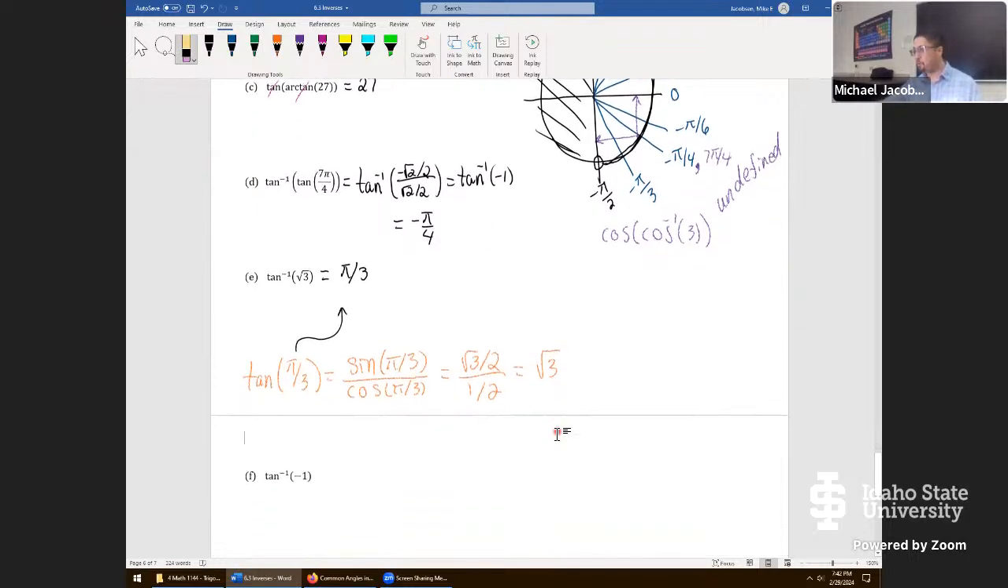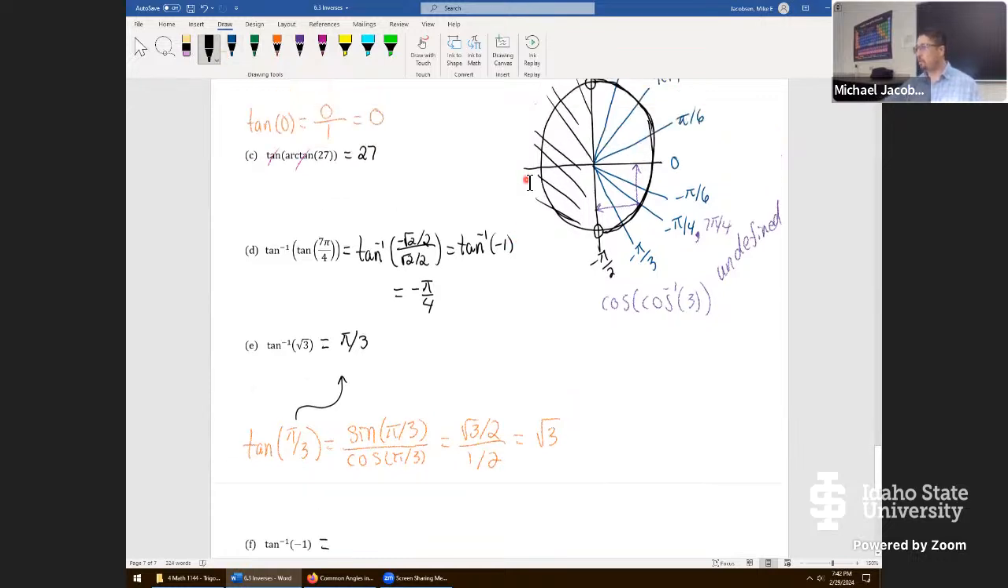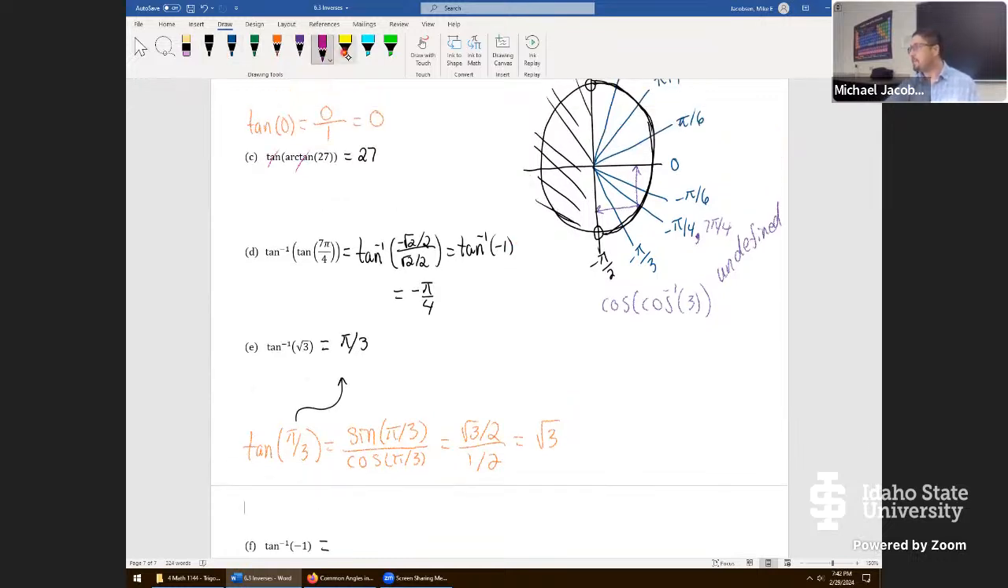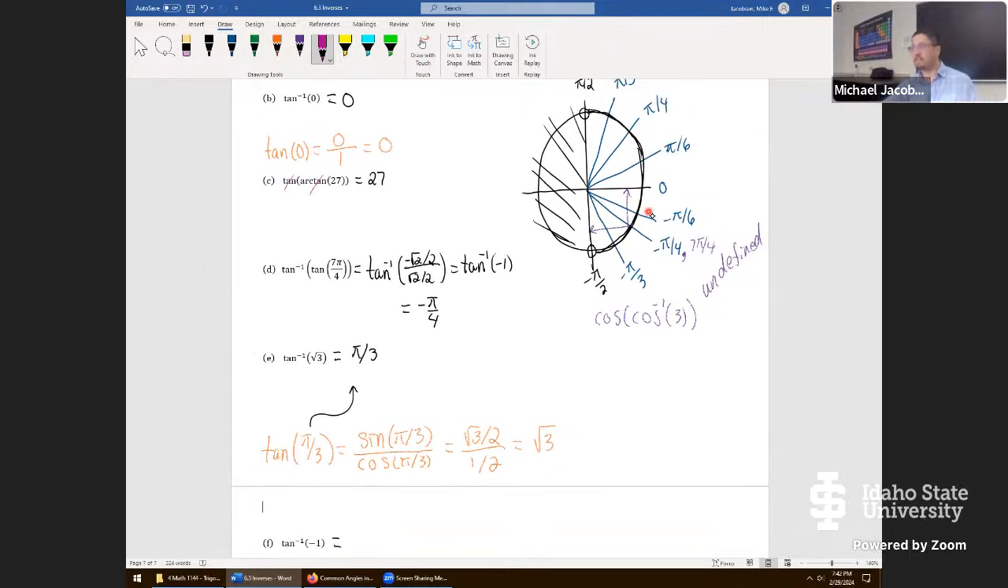Looks like we have maybe one more. Well, that thing, tangent inverse -1. So if you see a -1 or a +1, it's either going to be this guy, π/4, or -π/4, right? Absolutely. The value of it being negative here directs us to quadrant 2, so that has to be our answer. So on this one, we will just pick up -π/4.